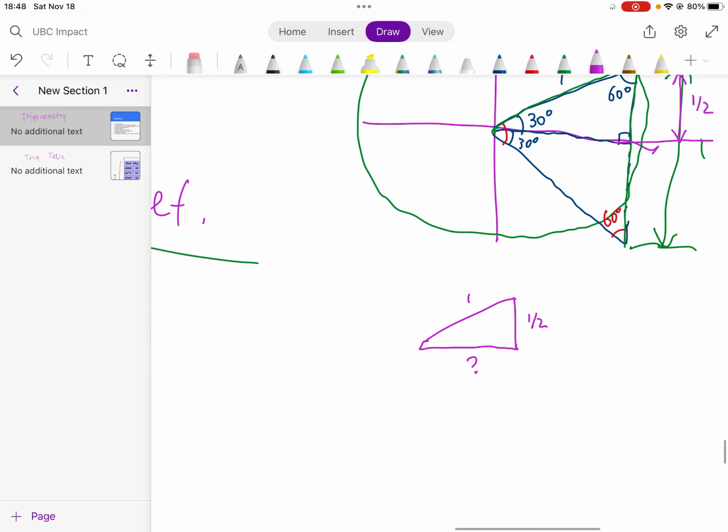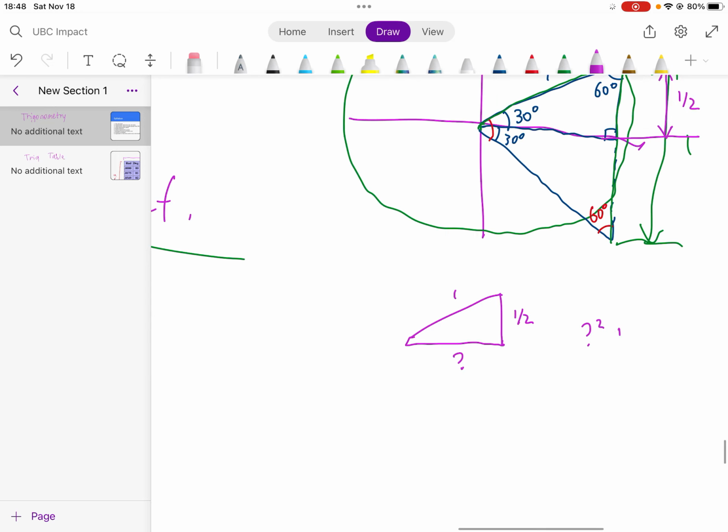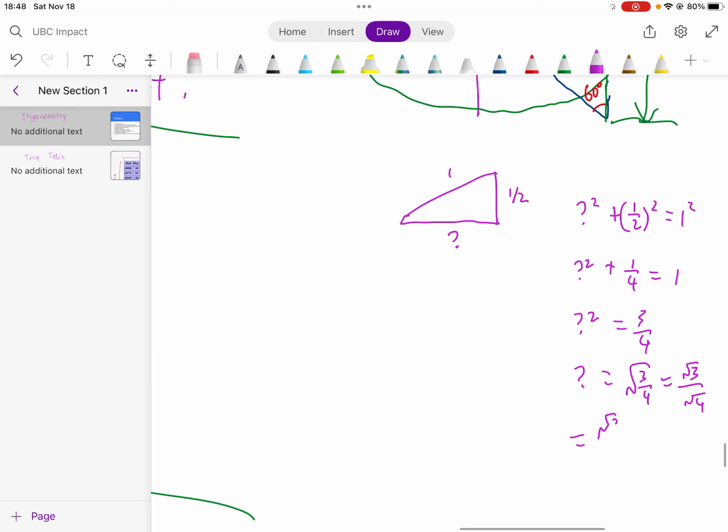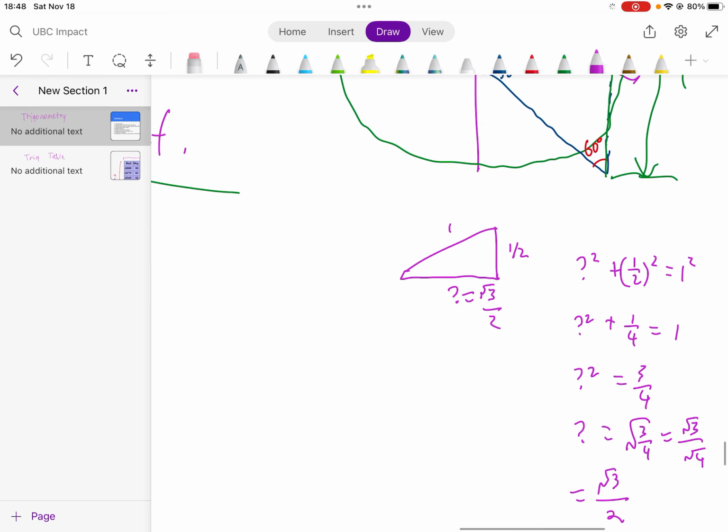Because that thing squared plus 1/2 squared is equal to 1 squared, which means that thing squared plus 1/4 is equal to 1, which means that thing squared is equal to 3/4, which means that thing is equal to the square root of 3/4, the square root of 3 over the square root of 4. Square root of 3 is just the square root of 3, the square root of 4 is 2. So we get our final answer that the missing side is equal to the square root of 3 over 2.